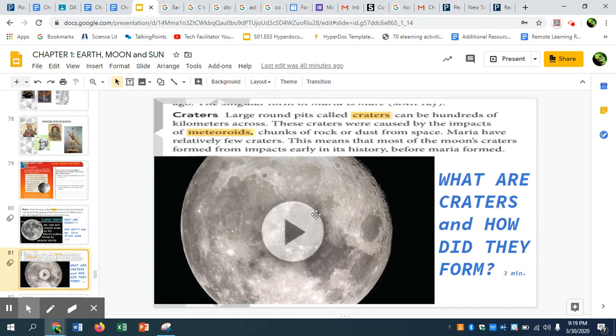Okay, our next one, craters. Now, the large craters, some of them hundreds of kilometers across, were caused by large meteoroids that made big impacts. And the craters that we see actually formed before the Maria formed, because evidence has shown that there aren't a lot of meteors or crater marks in the Maria.